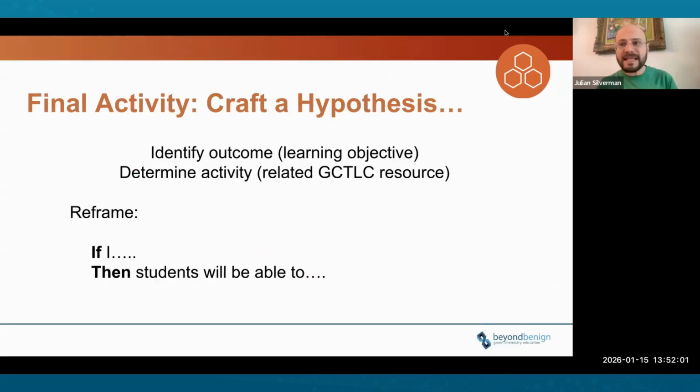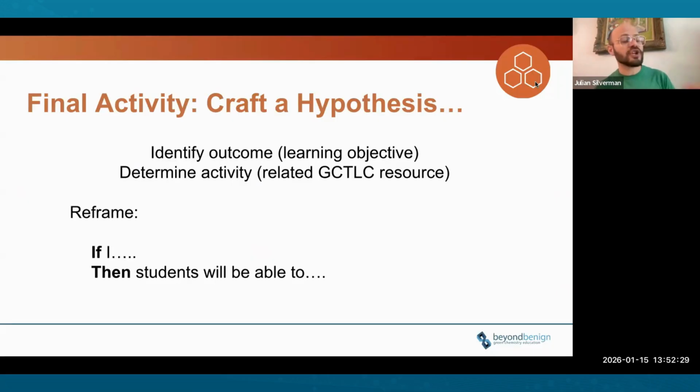And so the very last thing I'm going to ask you to do before you ask questions is to think about how realistically you would incorporate this into your course. So I like to do this in a reverse hypothesis. Let's first identify the outcome, something like I want my students to be able to explain economic considerations of their laboratory procedures, capstone project, topic that we included. And then the activity that they want to do.